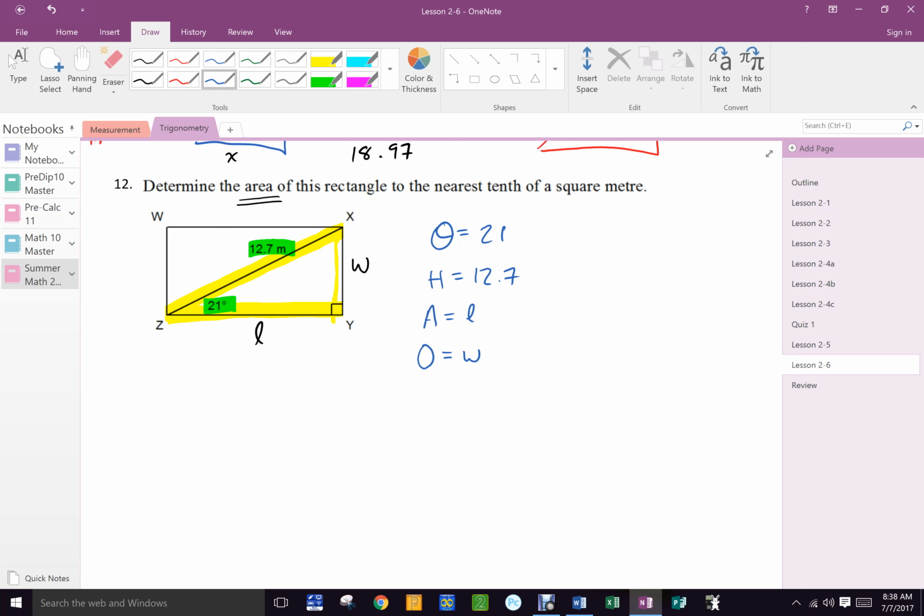Just out of curiosity, how many people are going to do sine? How many people are going to do cos? And that was only like half the class. So half the class is doing nothing. Okay, fair enough. I guess that means I should do this one. I personally am going to go with sine.